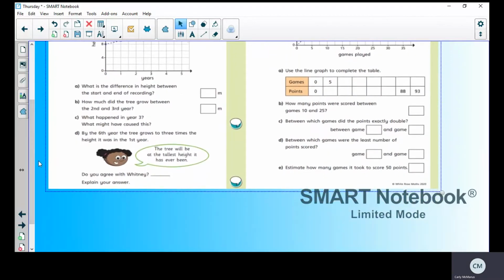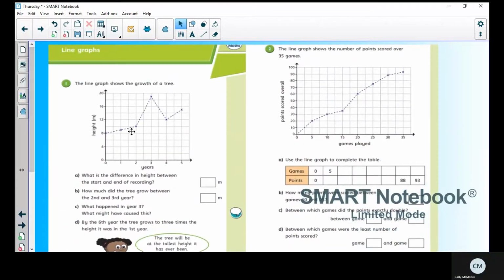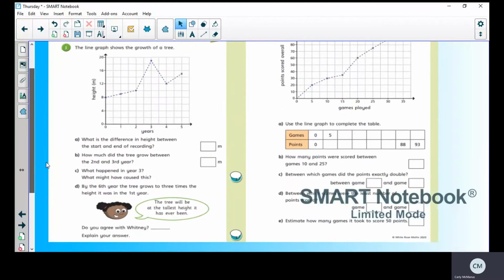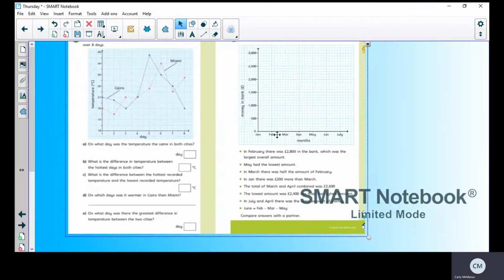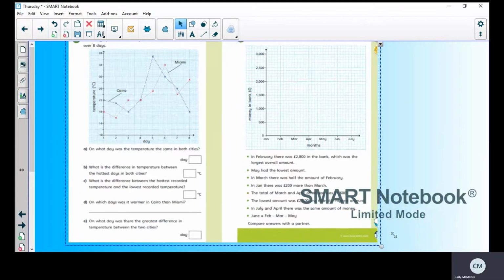Estimate how many games it took to score 50 points. So you need to find 50 points and find out then how many games it would have taken to score 50 points. When you've done that, you can have a go at the second part. I'll just make this a bit bigger.